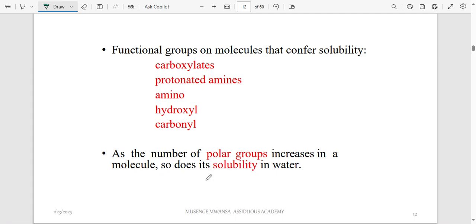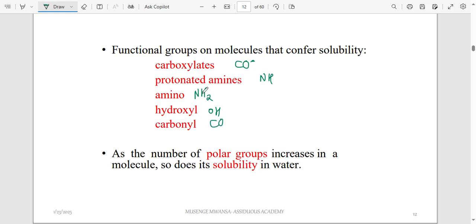So you have got some functional groups that can dissolve in water because they are charged, like carboxylates. You have got carbon double bonded to oxygen. That bond between carbon and oxygen is a polar bond. And then amine: this is a bond between a nitrogen and hydrogen. This is also a polar bond. Amino group, like you know the way amino acids are, like the NH2. So these are also hydroxyls and carbonyl.